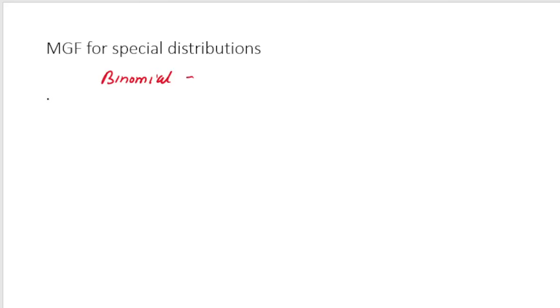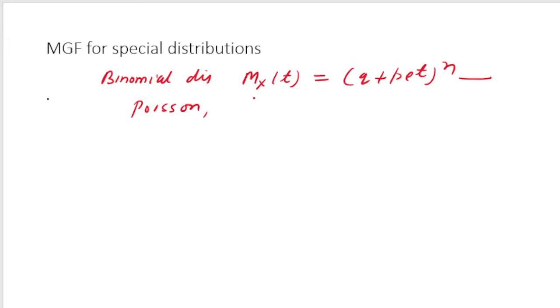They ask this. So for binomial distribution, the moment generating function M of x at t is given by q plus p into e to the power t, whole to the power n. Point number 1 means for binomial. What is it for Poisson? For Poisson, the moment generating function is e to the power lambda into e to the power t minus 1, right?